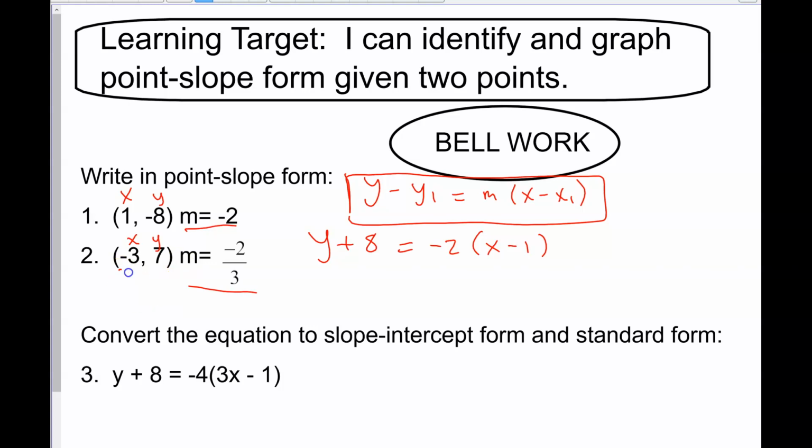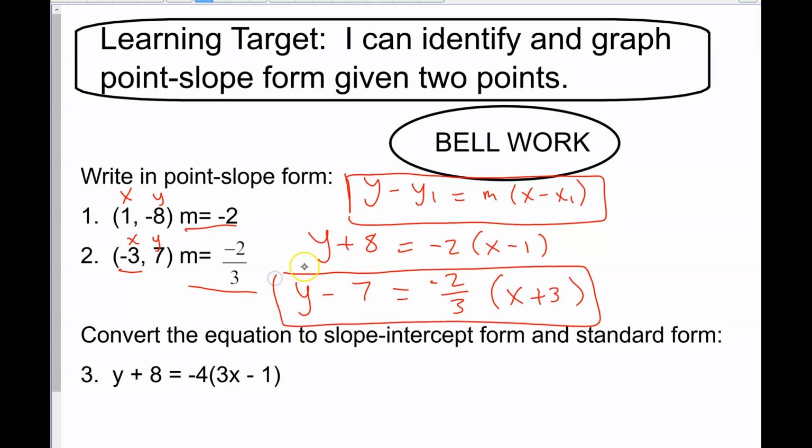For the second one, I have another negative number. This time it's my x value. So I'm going to think about that when I'm writing this. It's going to be y minus 7, because it's y minus my y1, which is 7 here, is equal to that -2/3 for my slope. And then in parentheses, since this is a -3, x minus a -3, subtracting a negative is really like adding a positive. So that would be my equation here in point slope form. So I've got my two examples there along with my actual formula, and that's what I'm looking at.